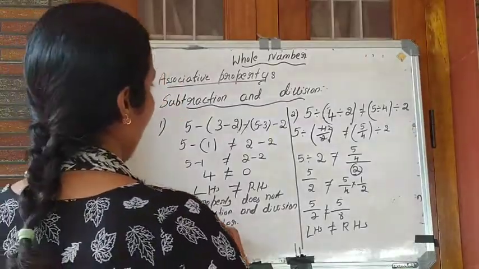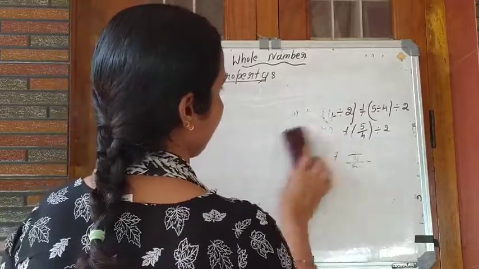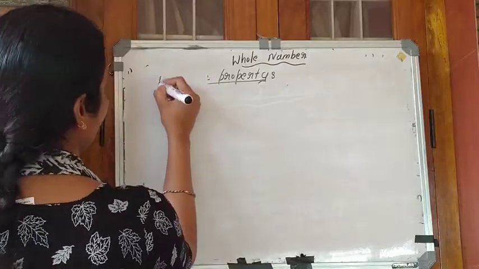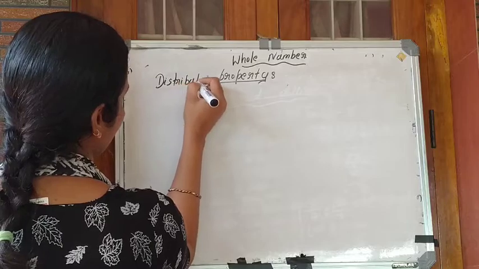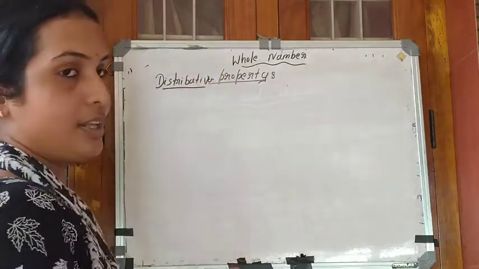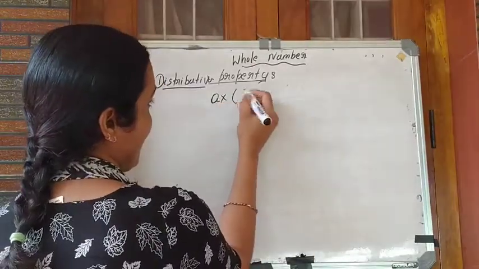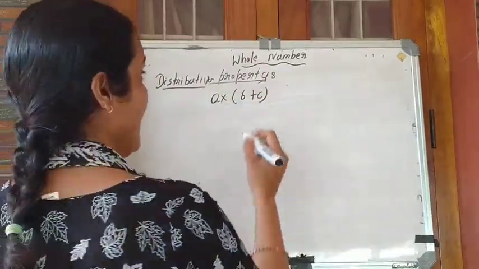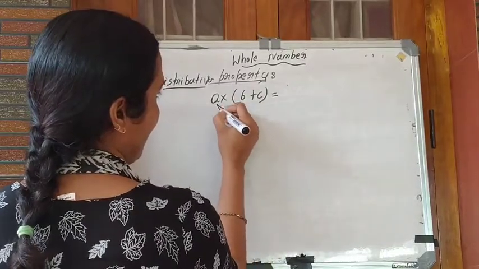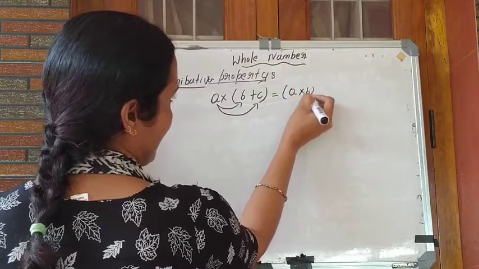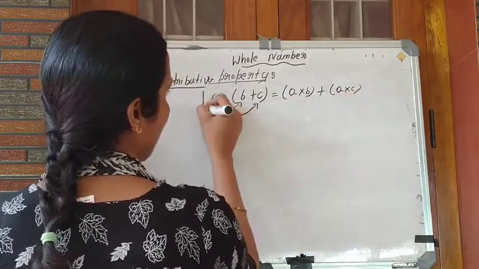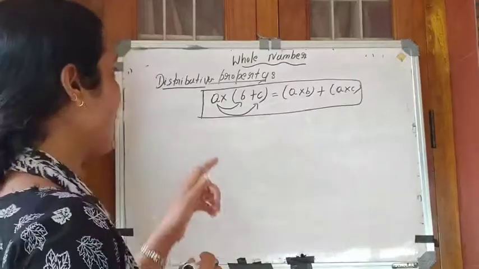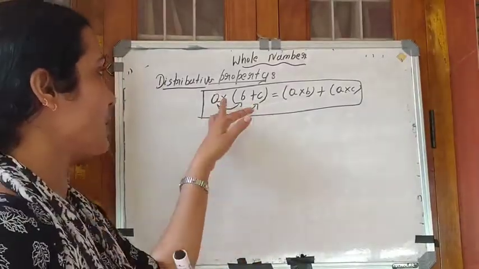Distributive property. The general form of the distributive property is A into (B plus C), that is equal to, we have to multiply A into B plus A into C. So the RHS is A into B plus A into C. This is the general form of the distributive property, multiplication over addition.